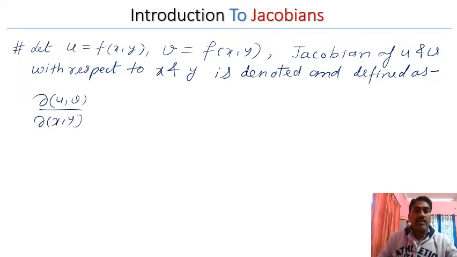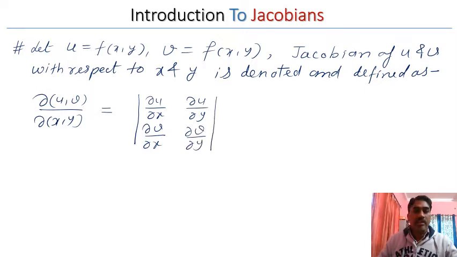This is the standard symbol, which we read as Jacobian of u v with respect to x and y, and this is defined by a 2 by 2 determinant, where we write del u by del x, del u by del y, del v by del x, and del v by del y.